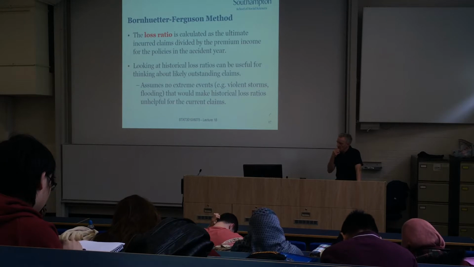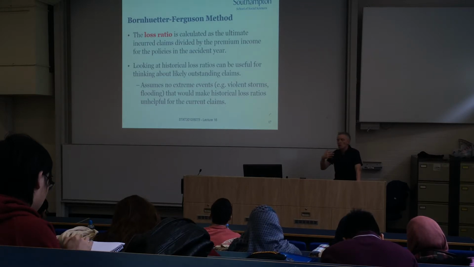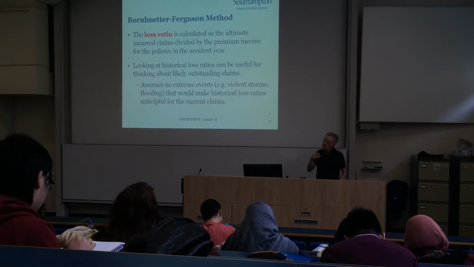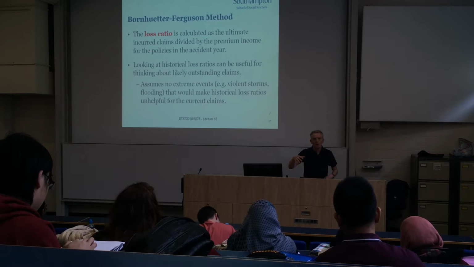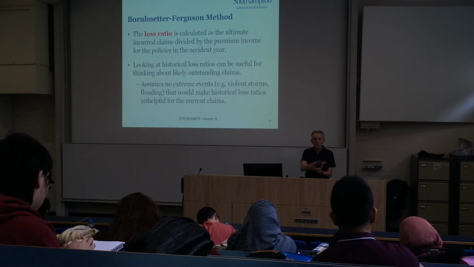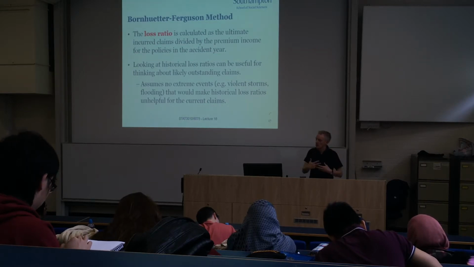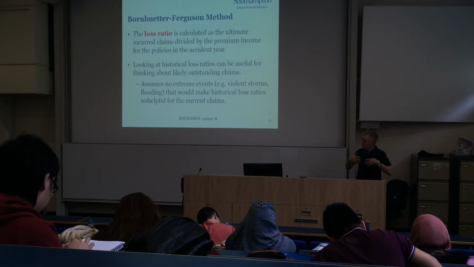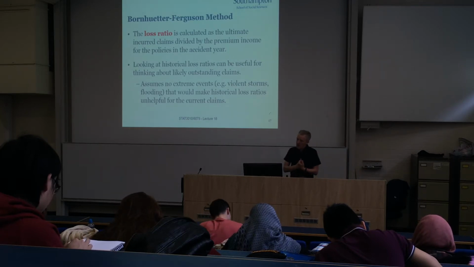And the idea is that if you wanted to predict what total payments or total loss might be in the future, what you could do is use a kind of historical loss ratio and apply that to the total premiums in the current year to get an initial estimate of what's referred to as the ultimate claims.